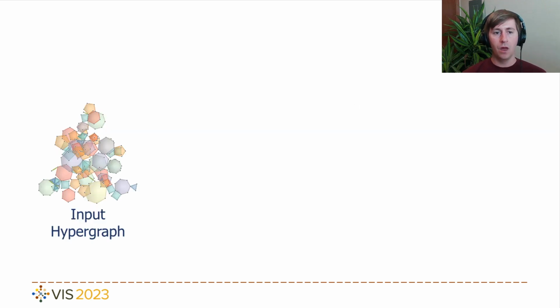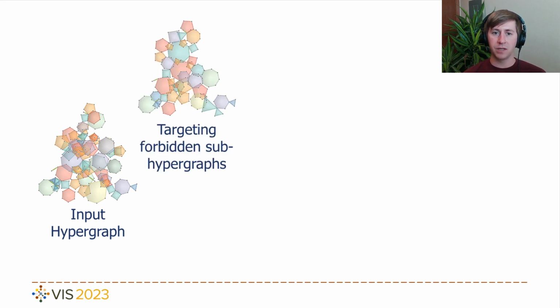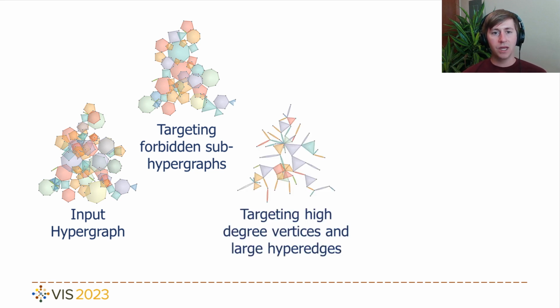between them. We use our newly developed theory on hypergraph planarity to guide the selection and ordering of atomic operations during the simplification phase. Given the input hypergraph shown here, if we specifically target forbidden subhypergraphs, we get a result that looks like this, where many of the clusters of overlapping hyperedges have been removed, but we still see significant overlaps around some of the high-degree vertices and large hyperedges. If we instead target the elements surrounding these high-degree vertices and large hyperedges, we get a result that looks like this, where most of the hyperedges have been reduced to only having 2 or 3 vertices.